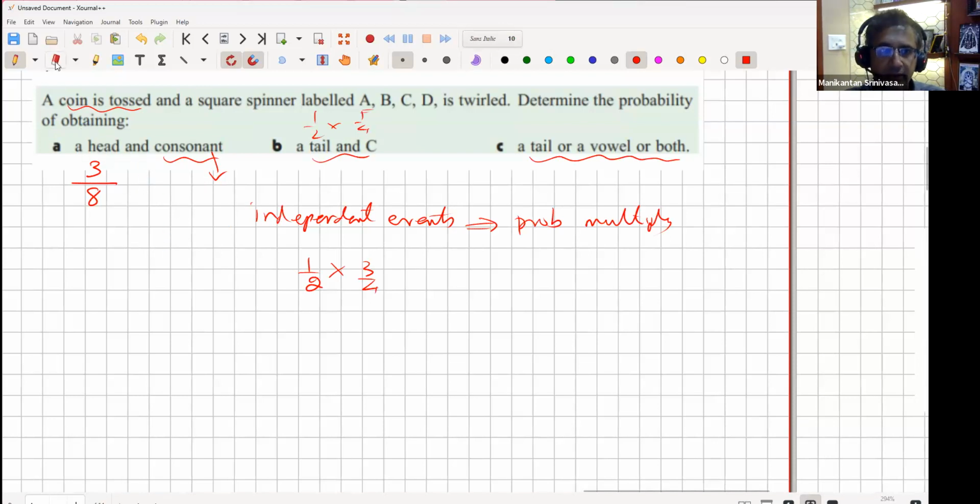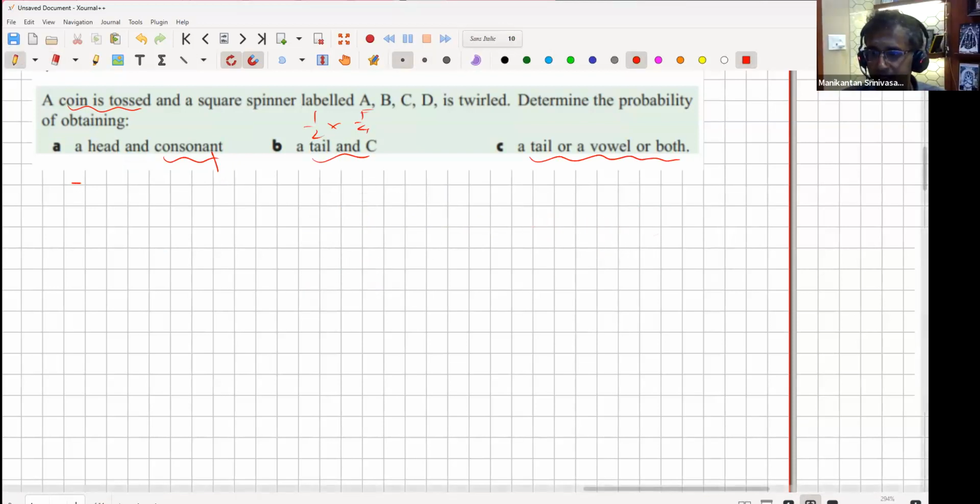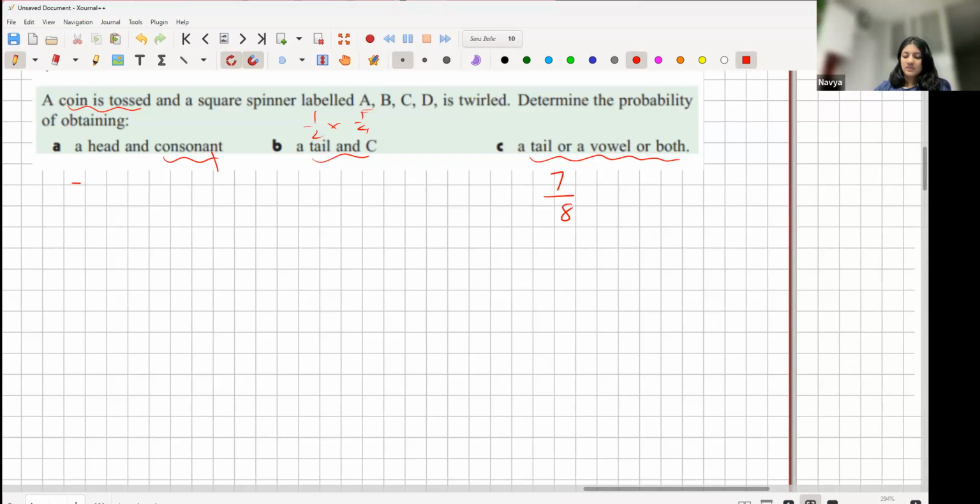Suhani, what did you get on this one for the C part? I'm not sure how, but I got 7 over 8. Okay. Navya, did you get the same answer or something else? I made the same mistake initially, but then I got 5 over 8. And what is that mistake? You added the probability for a tail and for a vowel. For both I did plus 1 by 8 instead of minus.